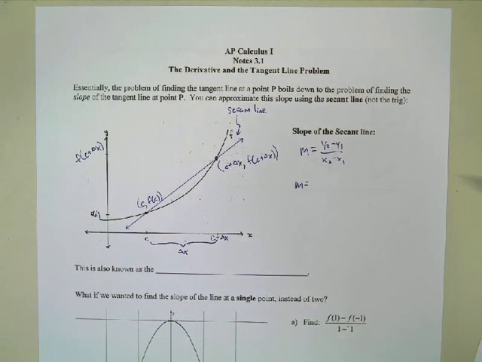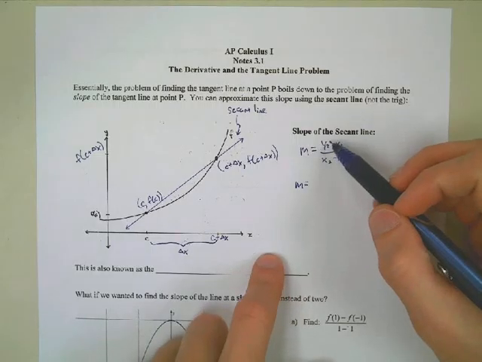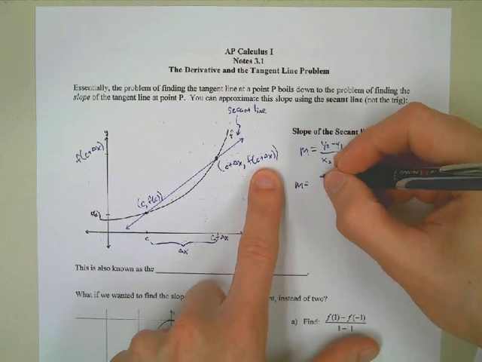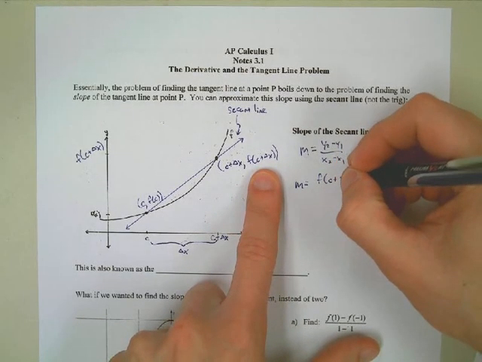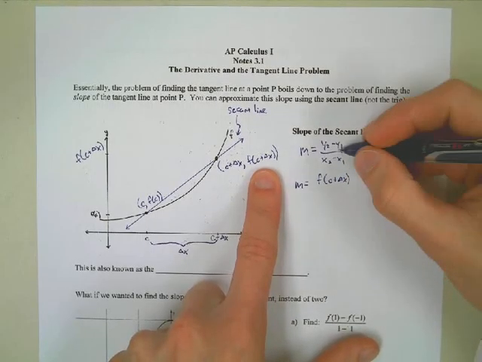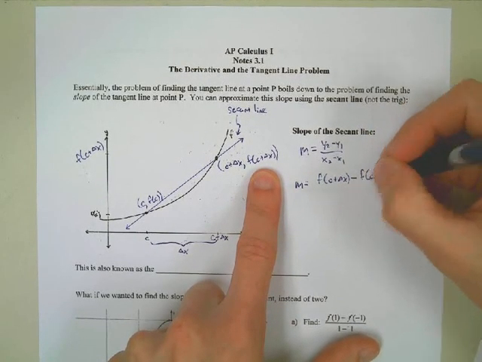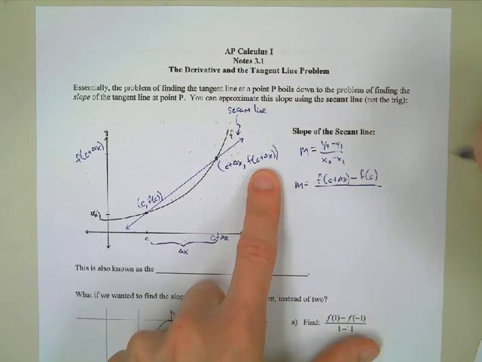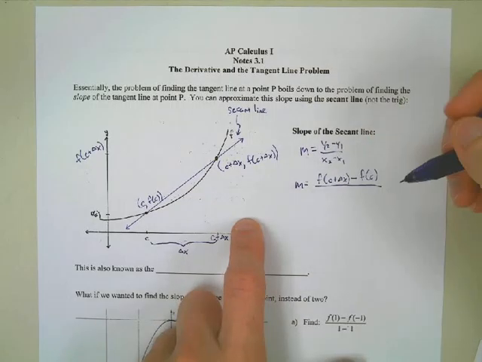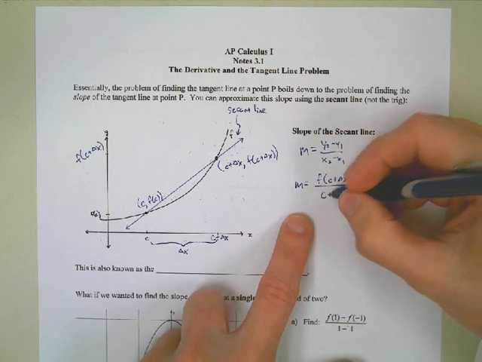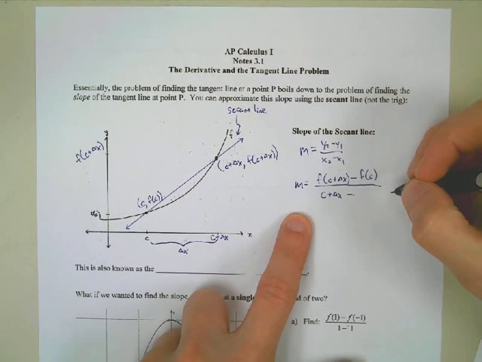All right, so let's see here. My second y-coordinate is this f of c plus delta x, minus my first y-coordinate, f of c, all over. Okay? And what's my second x-coordinate? c plus delta x, minus my first x-coordinate, c.